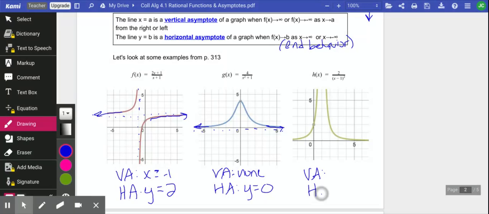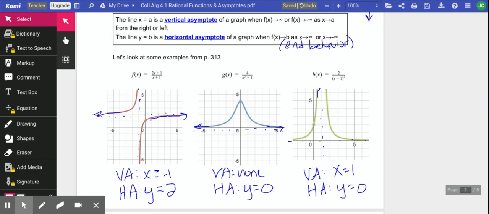And this last one here, our vertical asymptote, definitely looks like x equals 1. Make sure you always put the x and the y, since there's a difference. And horizontal asymptote is y equals 0. So these are really easy to see just from a graph. We want to be able to find these from the equation as well. So on the next page, we see how to do that.